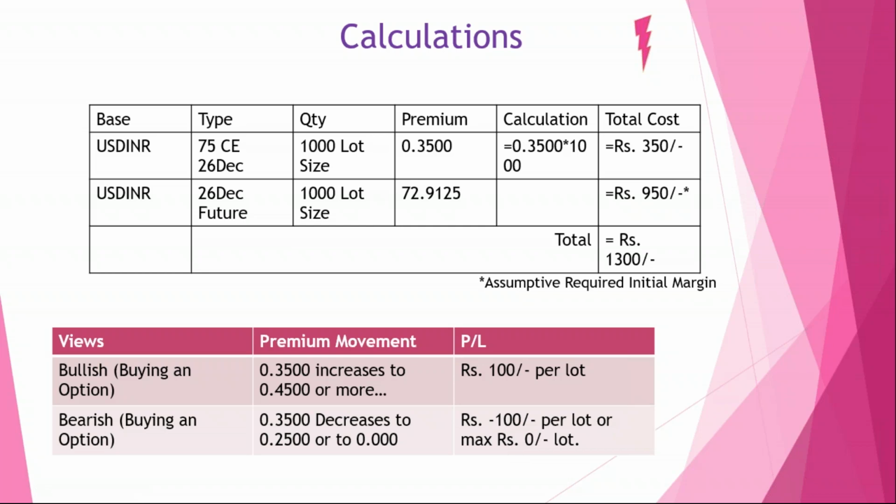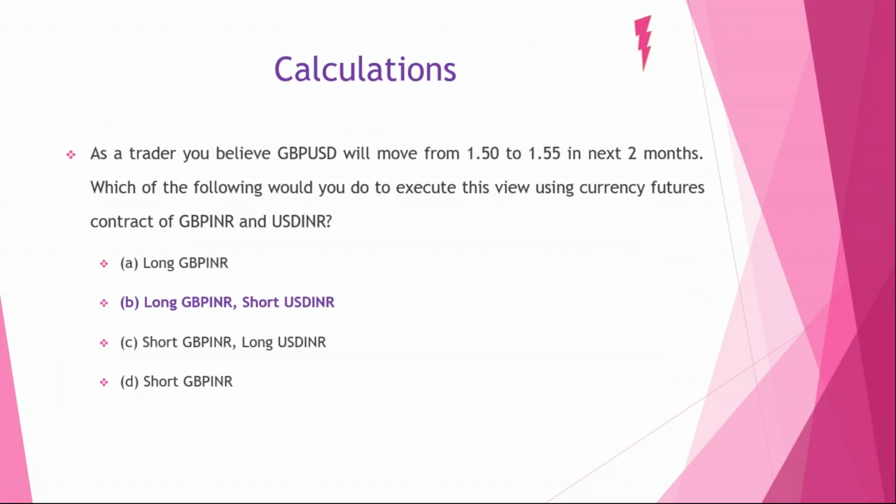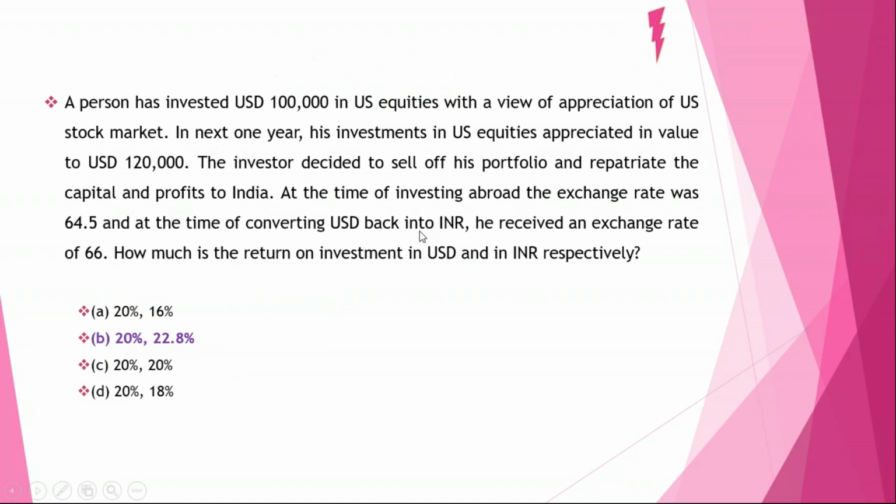We will move on to practical calculations of currencies, how currency can help any exporter or professional trade the right way over the trading platform, and how they can benefit from the hedging part of the currency. Another calculation: as a trader, I'll be thinking about buying USD. As a trader you believe GBPUSD will move from 1.50 to 1.55 in the next 2 months.